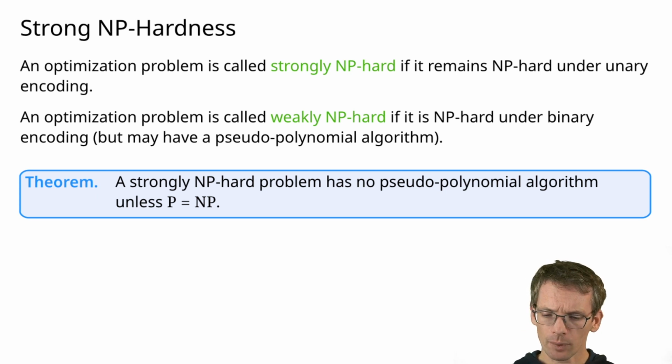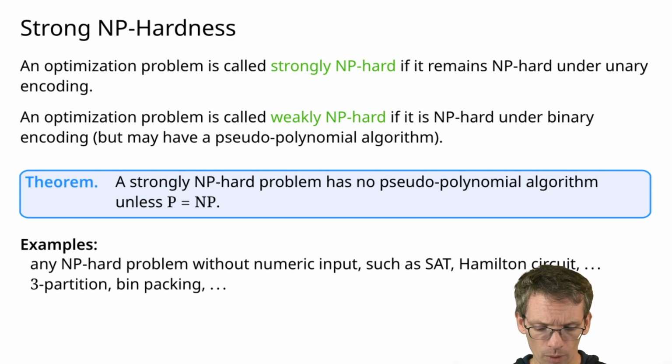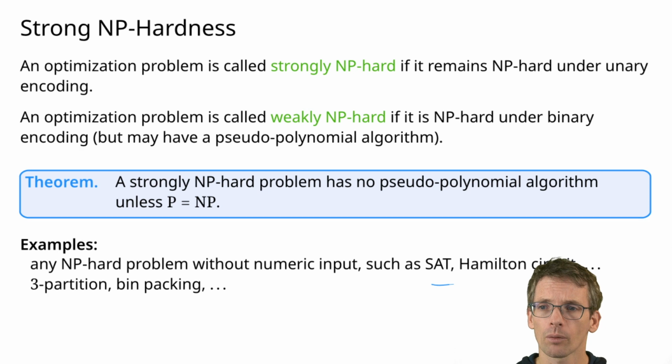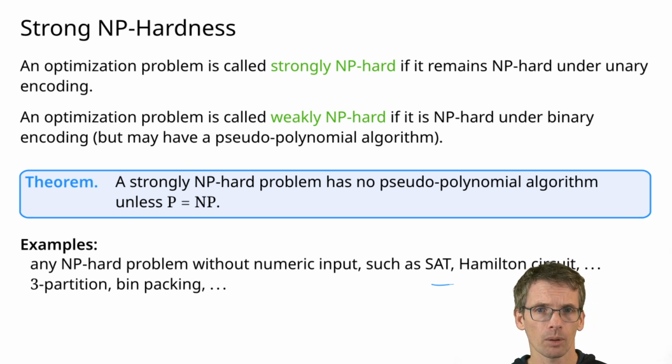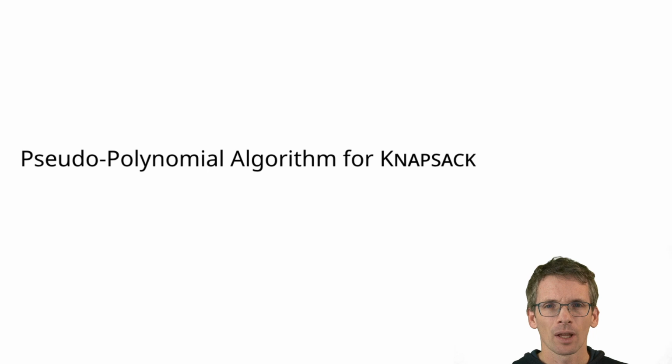Now, examples for strongly NP-hard problems are not necessarily optimization problems. All of these are actually decision problems that I'm listing here: Satisfiability, Hamiltonian circuit, three-partition, bin packing. Examples for weakly NP-hard problems, which are not strongly NP-hard, are the partition problem, so not three-partition, but simply partition, subset sum, and the Knapsack problem that we're looking at today. Next we're going to take a look at a pseudo-polynomial time algorithm for the Knapsack problem.